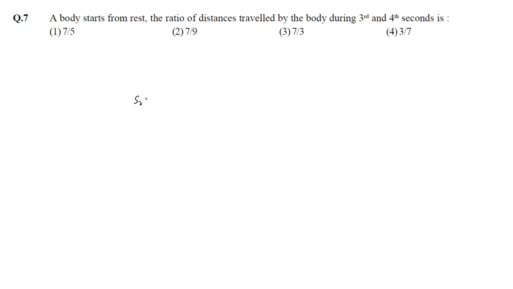So here S2 we can calculate second. Half a t square means it is 4. Similarly S3 is half a into 9. Similarly S4 is half a into 16, and S5 is half a into 25, like that it will continue. Now the distance travelled by the body in the third second.